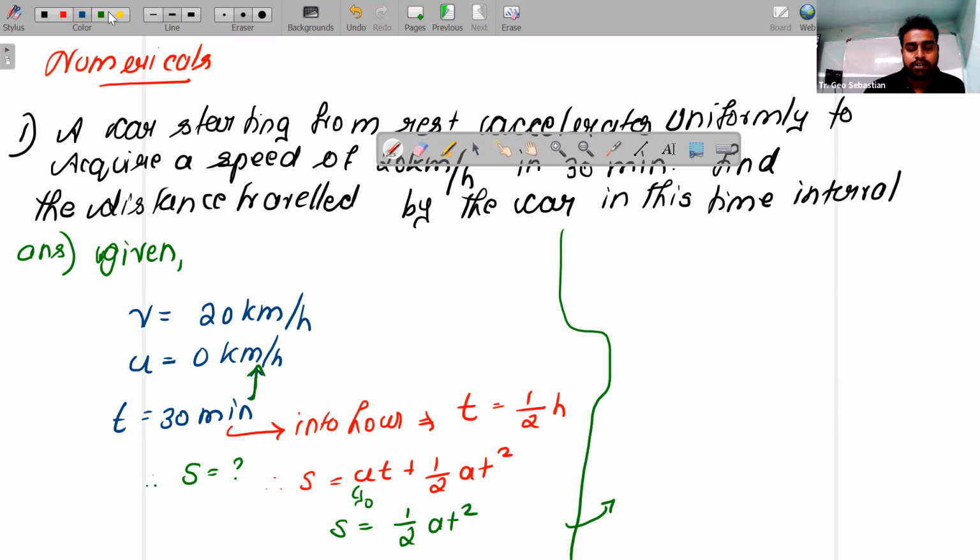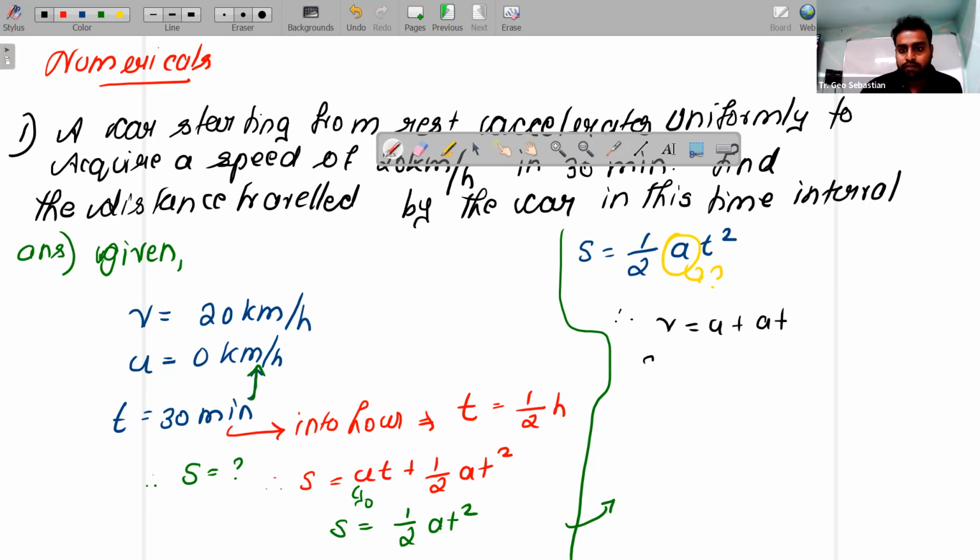But here acceleration is not given. S is equal to half at square is the question, but acceleration is not given. Then how will you find that? For that you have another equation: v is equal to u plus at.